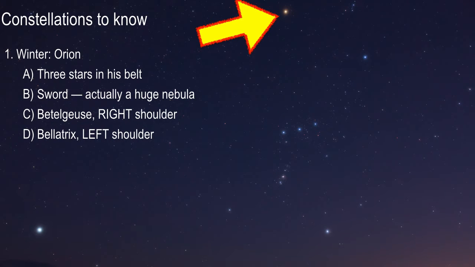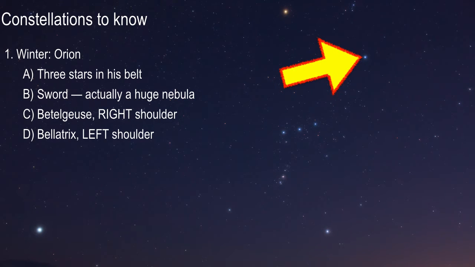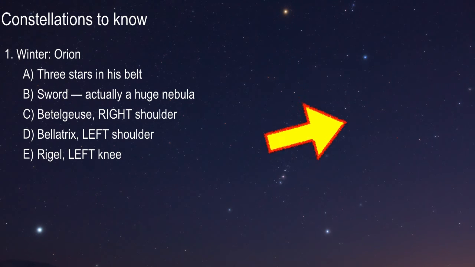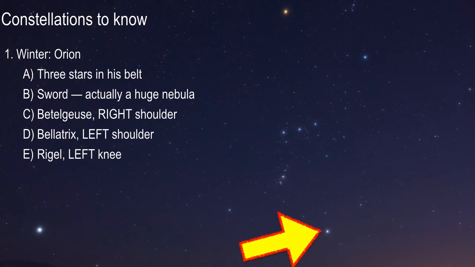Next one, Bellatrix. That's the left shoulder. That's over here. And then after that, Rigel. That's down here, the left knee. Okay? And if you haven't learned Orion, once you learn it, you're never going to forget it.